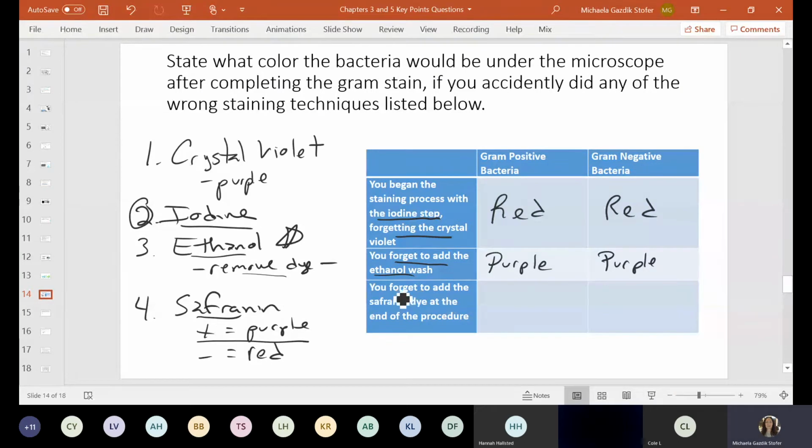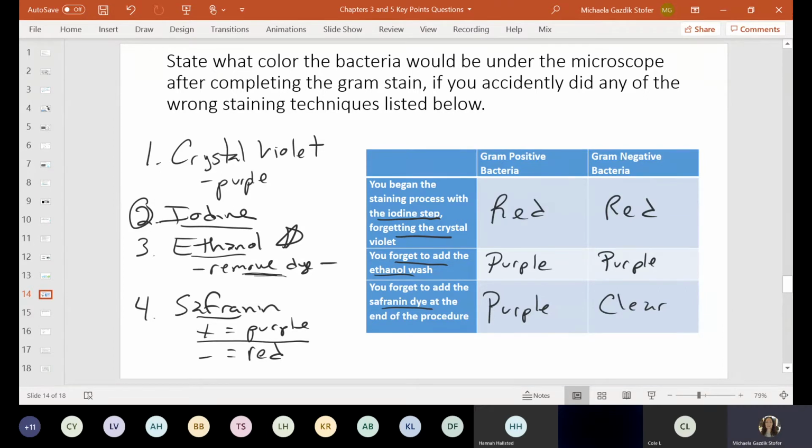And now this last one, if we forget to add the safranin dye at the end, well, our gram-positive are still going to be purple, but if we don't add the counter stain, we've removed the dye from the gram-negative cells, we never added another dye to change their color, and so they're going to be clear.